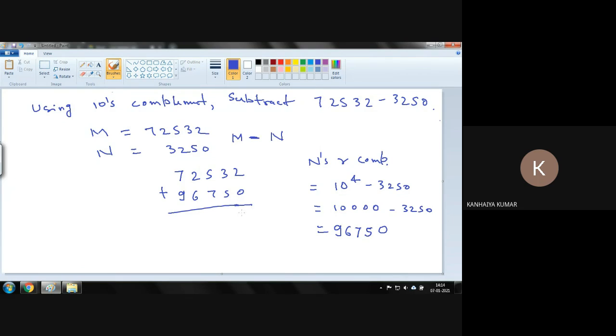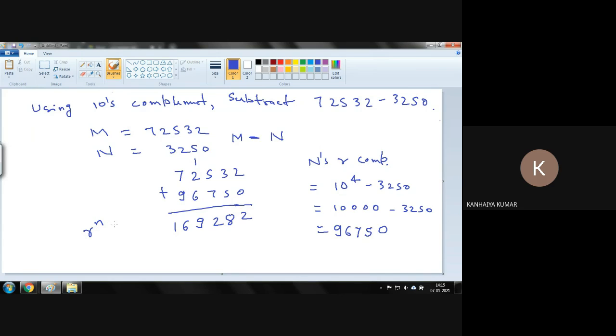So 20235 is 8, 75 is 12. You have borrowed 1. So 213639, and 9 plus 6 is 15, and 16. So 169282. So discard the end carry. You will get an end carry which is equivalent to r to the power n, so you have to discard it.